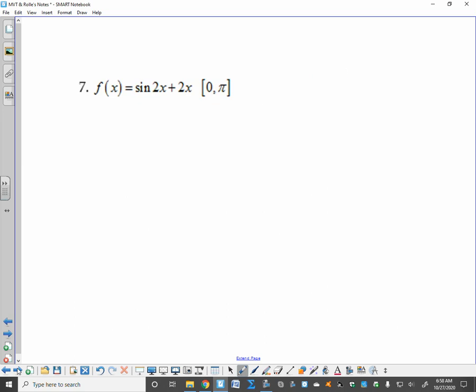Okay, number 7. This is the last one for the MVT. Sine of 2x, very cool, and 2x, linear, very cool. So 2 very cool functions, no issues. So first I'm going to find the A-rock. Oh, no, I'm not. That's not at all what I'm going to do first. First, I'm going to state that we are continuous and differentiable. Continuous on the closed interval, differentiable on the open interval.